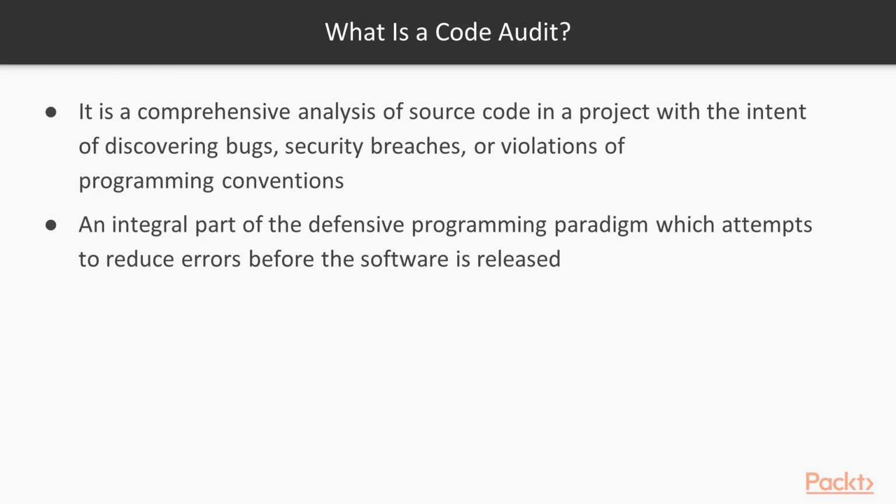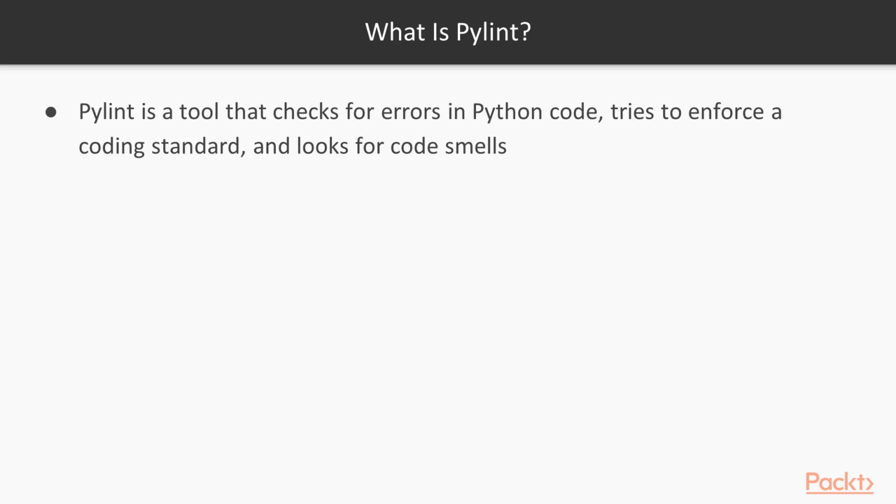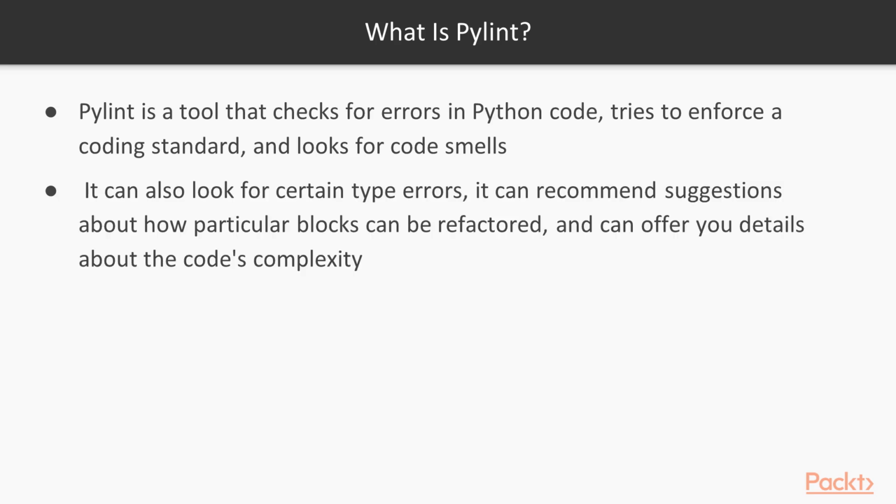Then, how do we apply the auditing in Odoo projects? So we have an OCA repository named Pylint Odoo, which is a Pylint plugin for Odoo. Pylint is a tool that checks for errors in Python code. It tries to enforce a coding standard and looks for code smells. It can also look for certain types of errors, and it can recommend suggestions about how particular blocks can be refactored and can offer you details about the code complexity.